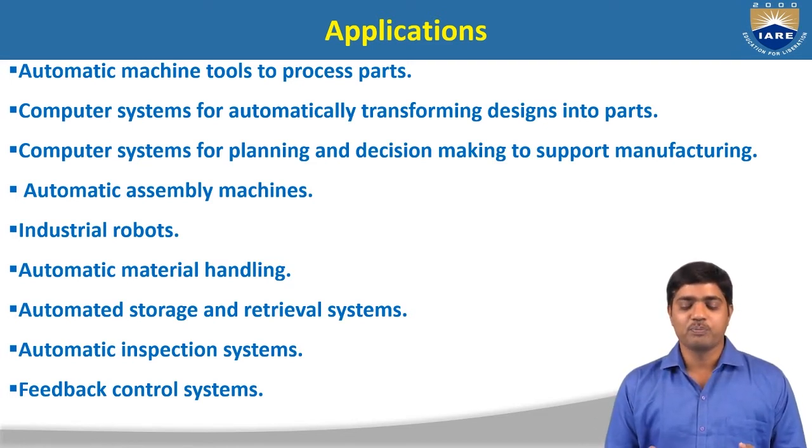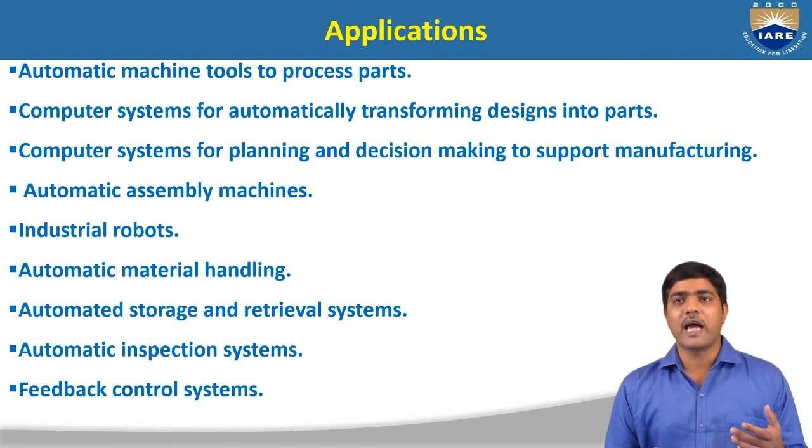And also computer systems for planning and decision making to support manufacturing. This is also very, very important. In the manufacturing process, planning and decision making is very important. What does it mean? According to people's needs or product demand, every time you have to change or increase the production volume, and if there is no demand, you have to decrease the production volume, and sometimes you need to change the products. All of those things are part of planning and decision making in the manufacturing industry.